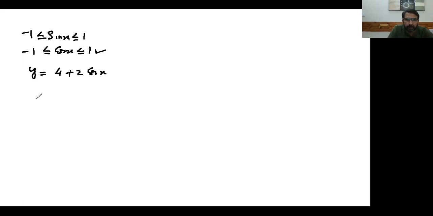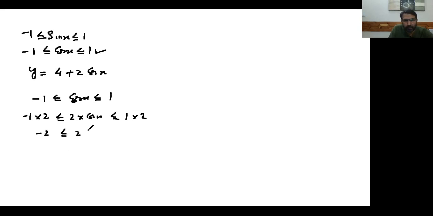We know that the basic cos function has values from -1 till +1. But here it is mentioned in the question that it's not only cos, it is 2 cos x and +4 is there. So let's multiply this whole thing with 2. So -1 multiplied by 2 is less than or equal to 2 cos x, which is less than or equal to 1 multiplied by 2. Multiplying with a positive number at every place doesn't change the inequality.